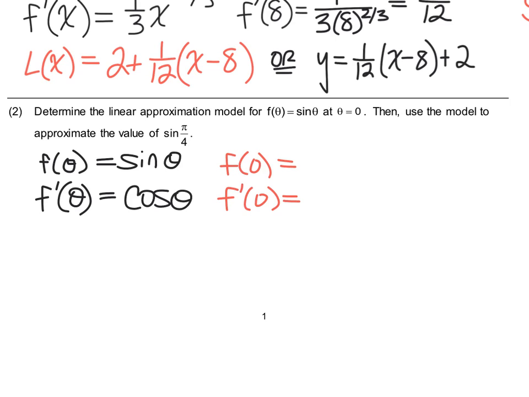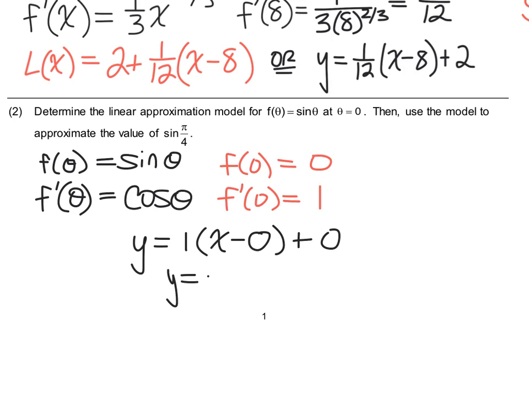Sine of 0 is what? What's the y value at 0 radians? 0. What's the x value at 0 radians? 1. All right, I'm going to assume that people probably like the y better than the L of x. That's fine with me, but I'm going to write the y. So slope 1, x minus the a value plus the f of a value. So y equals x.